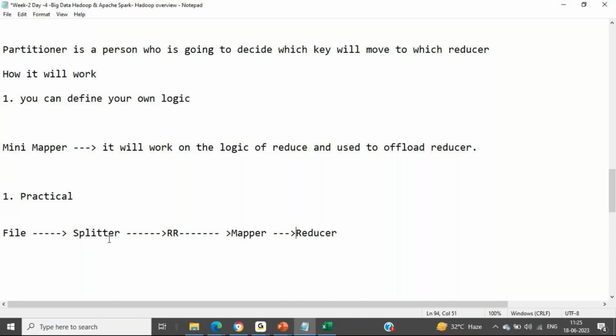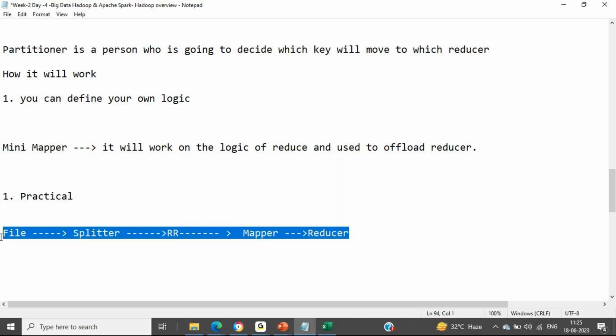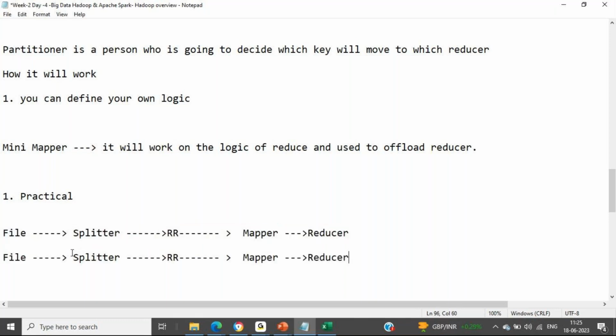For these particular things, these are taken care of by Hadoop itself. So we are going to write the logic for mapper and reducer. Then the second thing.